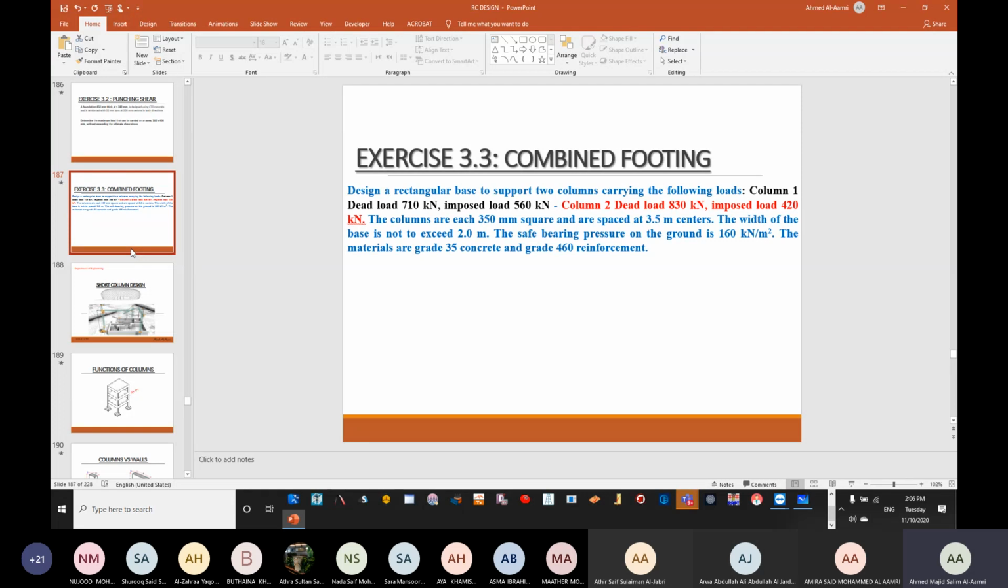Now, if you have your previous PowerPoint, you might be seeing different values. I have modified the values accordingly, so it will be a combined foundation. Otherwise, it would have been an isolated foundation. So if you see that the values in the PowerPoint that I uploaded previously differ from what is presented here, it is because I have changed the values. By the end of the day, I'm going to upload the presentation for you, or give you a OneDrive link where any update or the PowerPoint will always be located.